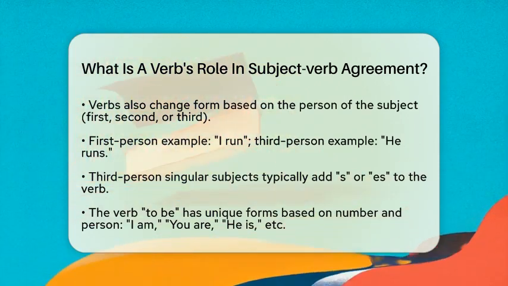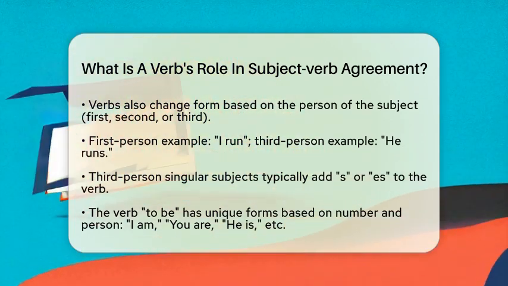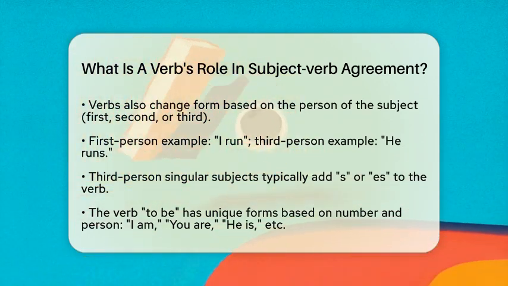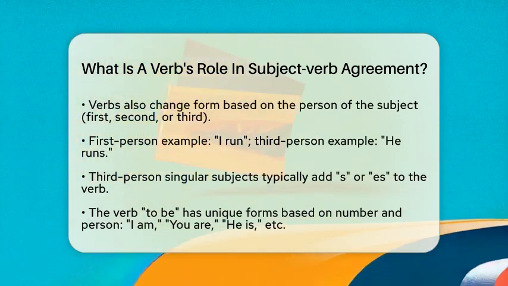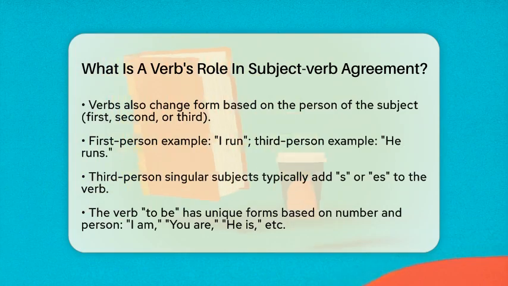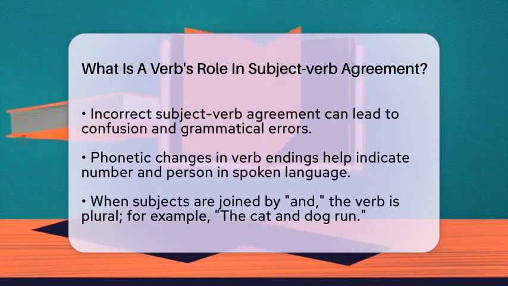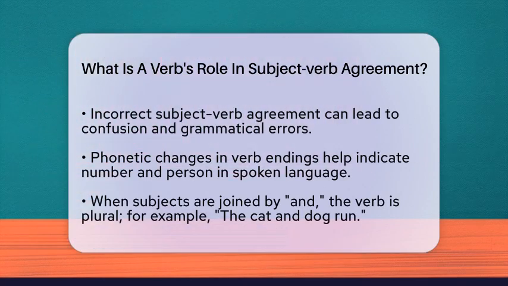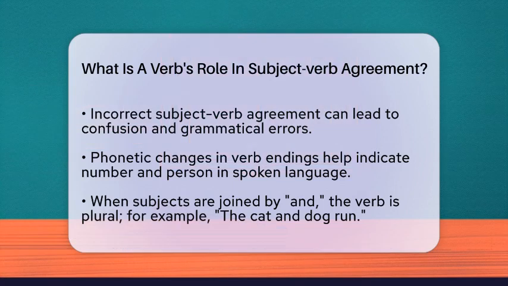It changes form based on both number and person. For instance, we say I am, you are, he is, we are, and they are. This shows that subject-verb agreement also considers the person of the subject. From a word usage perspective, the verb signals the subject's grammatical number. If the agreement is incorrect, like saying the boys runs, it creates confusion and is a grammatical error.